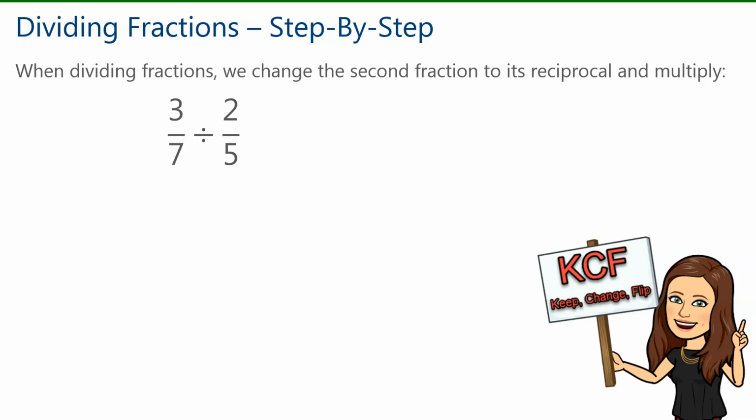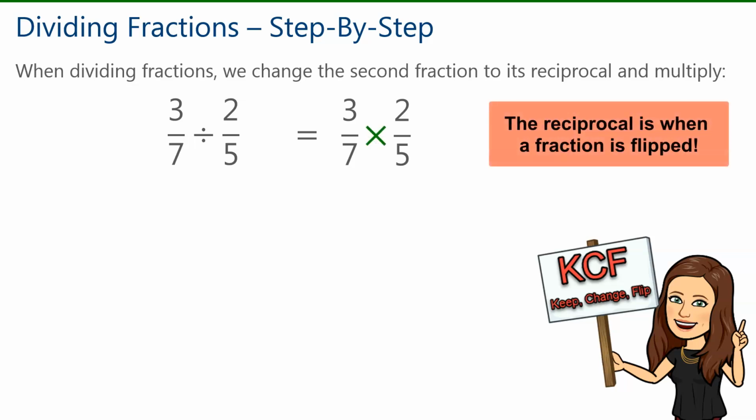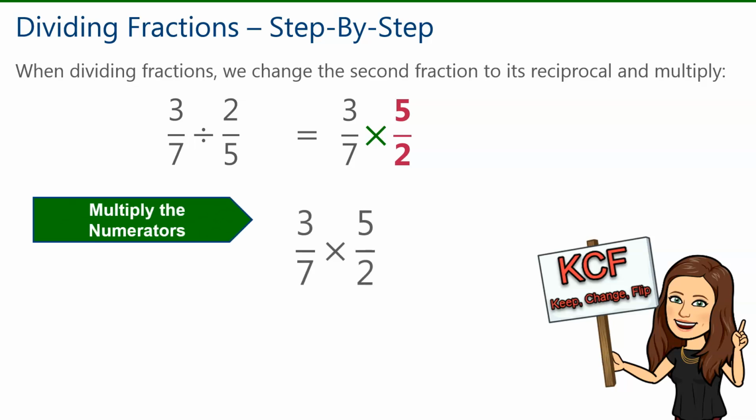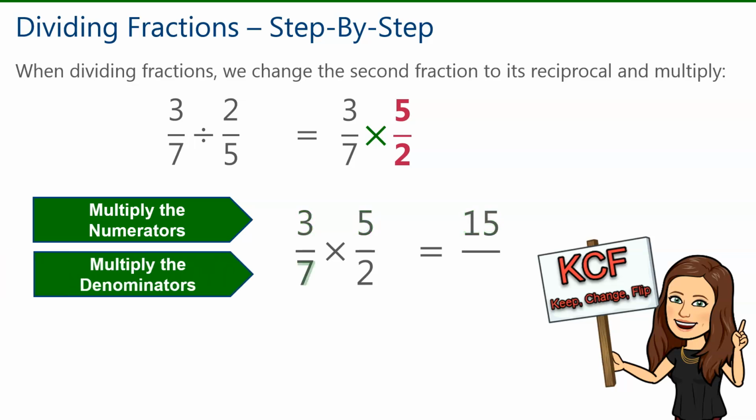So 3 over 7 divided by 2 over 5 can actually become 3 over 7 times, and the reciprocal is the flip of a fraction. So instead of 2 over 5, that would become 5 over 2. Once we rewrite our division statement as multiplication, we simply multiply as we did previously. So we would multiply the numerators. So 3 times 5 will give us 15. We would multiply the denominators. So in this case, 7 times 2 would give us 14.